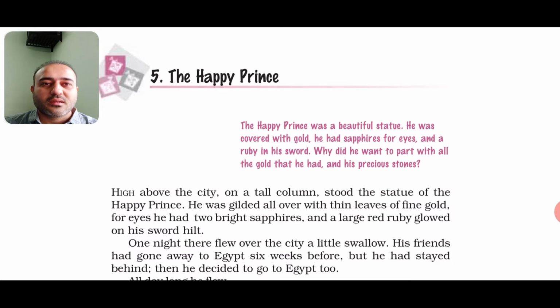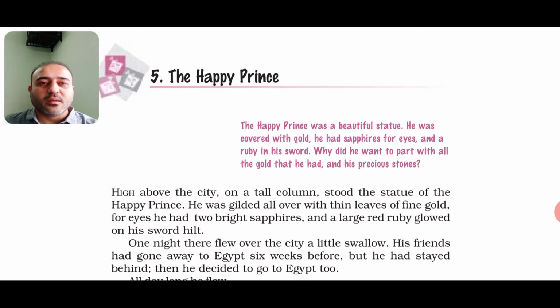Why? Because the place where it was living, its native place, the winters had arrived, and there are some places in the world where it is very difficult for the birds or the animals to survive the winter. So most probably the birds migrate to some warmer place. And the swallows were migrating to Egypt, but this little swallow was left behind, and therefore it was going to Egypt at last, and wanted to meet its friends.